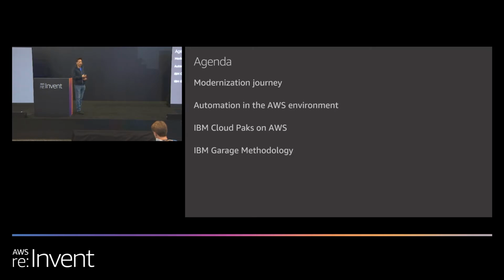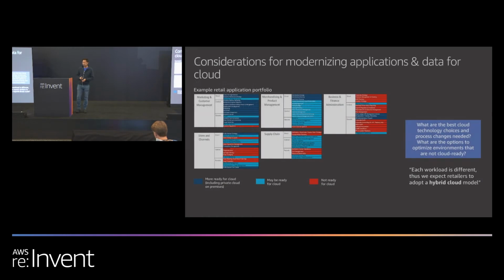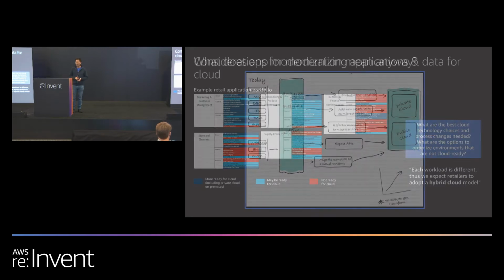Towards the end, I'm going to tell a story of how IBM Garage helped one of our customers adopt that journey. You don't have to read through this in detail, but typically the modernization journey starts with the inventory. Understand your existing legacy applications and identify them into categories: they're ready for the cloud, they may be ready for the cloud, or they're not that ready for the cloud. Identifying your inventory is typically the first step when you start your modernization journey.